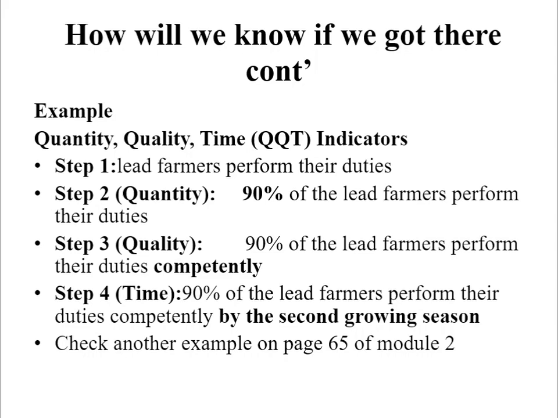So, step 1, basic indicator, can be: lead farmers perform their duties. When quantity is added, it can read: 90% of the lead farmers perform their duties. When quality is added in step 3, it can read: 90% of the lead farmers perform their duties competently. And when time is added in step 4, it can read: 90% of the lead farmers perform their duties competently by the second growing season. You can also check for another example on page 65, Module 2.